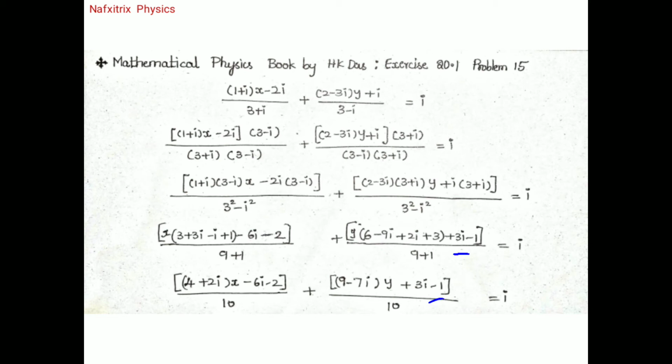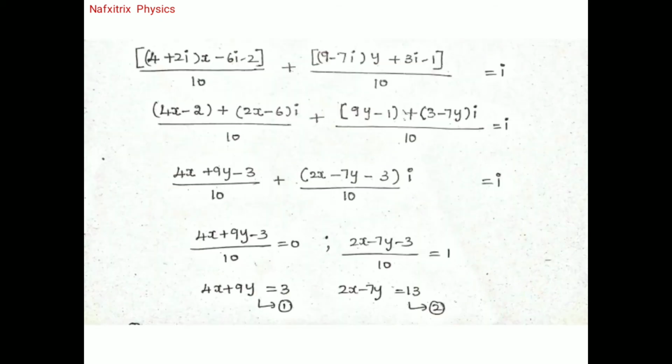So finally we have accomplished the task of removing i in the denominator, so it is free from i. Now in the numerator we just need to write the i terms aside and the real terms aside, that means imaginary part aside and real part aside. Like that we need to arrange.